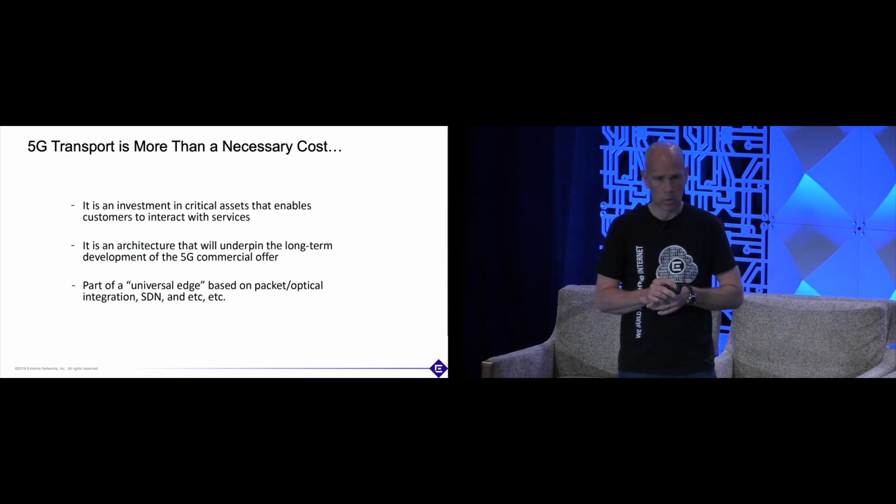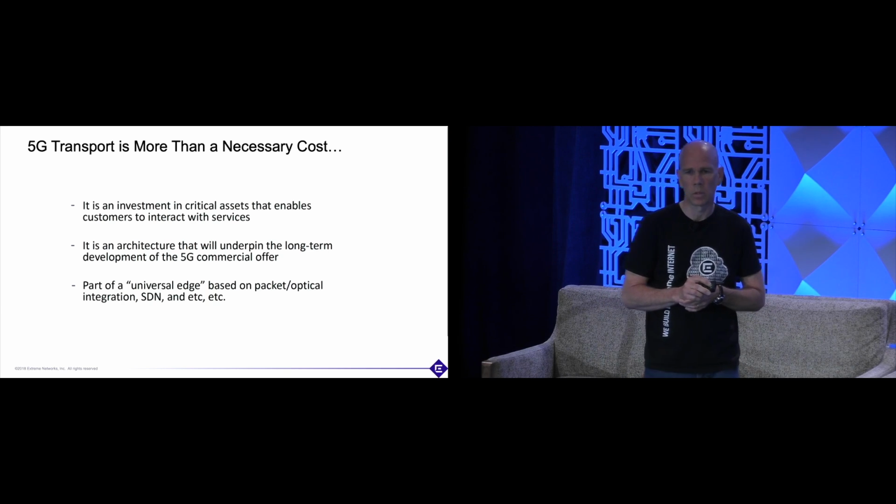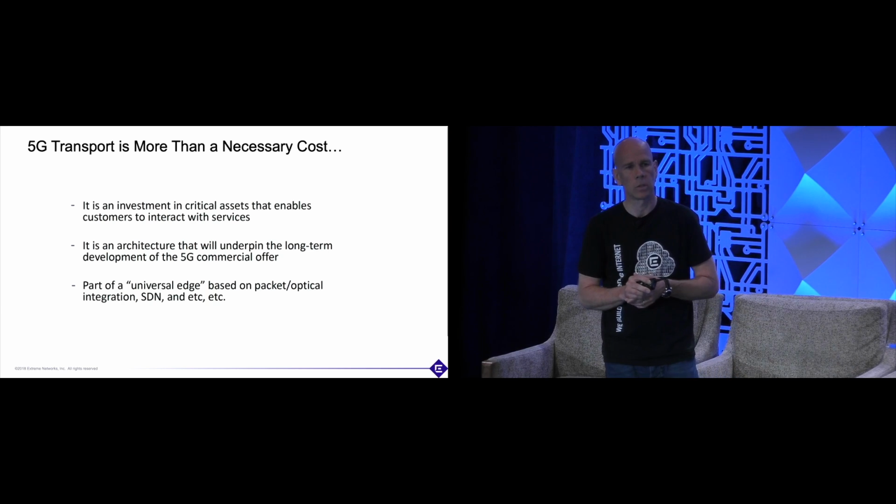5G transport, is it more than a cost? It's truly an investment for critical services. As I tried to explain to you, there are going to be a lot of interesting use cases for this. And obviously it's an architecture that will underpin the long-term development of 5G commercial offerings as well as use cases. And it's part of the universal edge.